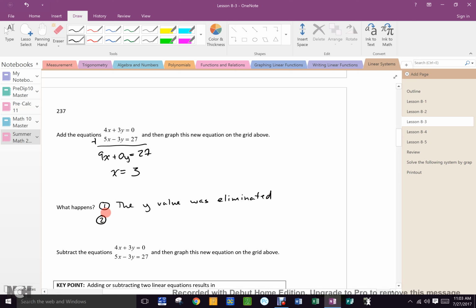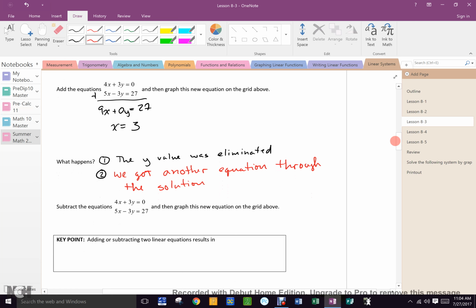All right. The y value was eliminated. And what else happened? We got another equation through the solution, didn't we? So we got another line that went through that spot, right? Okay. Now the next one's tricky.